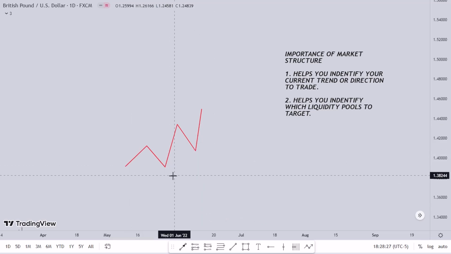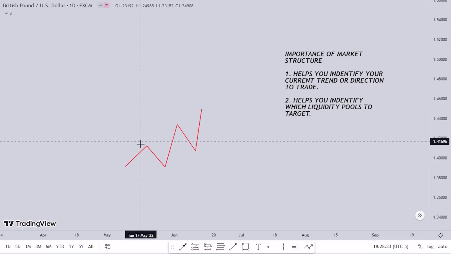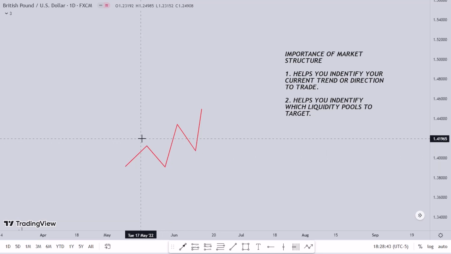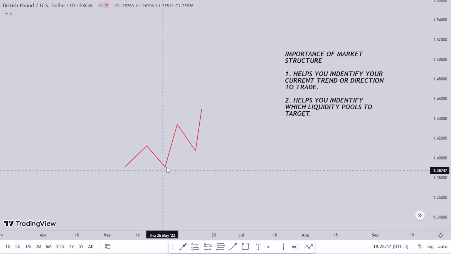So simply, as I explained, liquidity is just money. Where is the big money resting? There is money resting here. Why is it that money is resting above this high? It's simply because some people sold from here to here. They placed their stop loss there, and that's the money resting there. Why is money resting below this low? Because some people bought from here to here. Their stop loss is here, and so that's the money resting there.